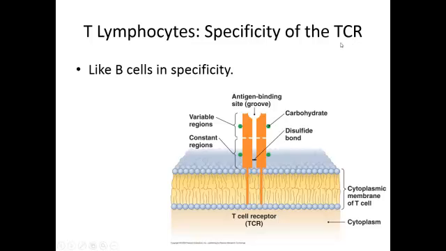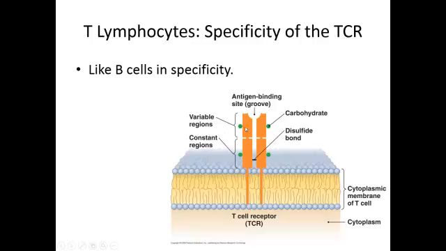The TCR, or T cell receptor, is like the BCR in specificity, but it's not shaped like the BCR. It's not shaped like an antibody, which kind of makes sense since T cells do not make antibodies. We have a cytoplasmic membrane portion, which embeds the TCR in the cell membrane. We have a constant region, and like with the BCR, we have a variable region.